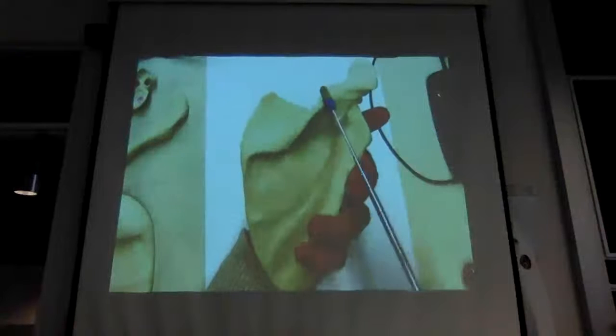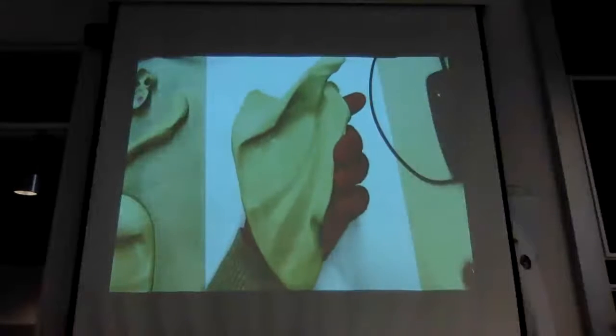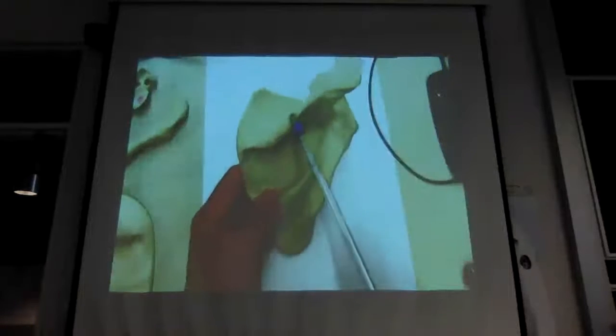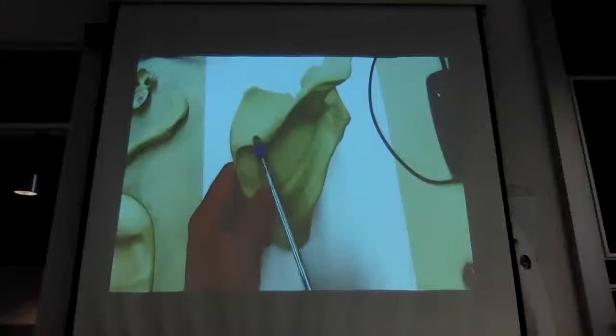Some other important features. This is called the spine. There's going to be an important muscle sitting in here. We'll get to all that later. Follow the spine. The spine starts posterior and then points anterior.